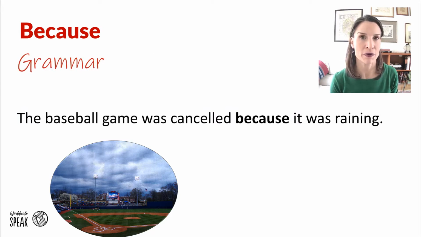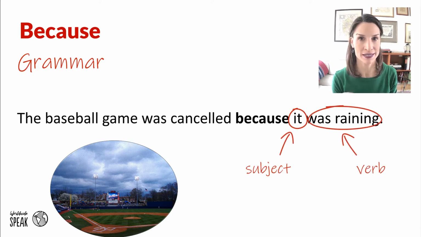Now notice the grammar of this. This is going to be important. After the word because, we have a subject and a verb. It, that's the subject, was raining, the verb. So we have a full clause, which is the subject and verb, after the word because.